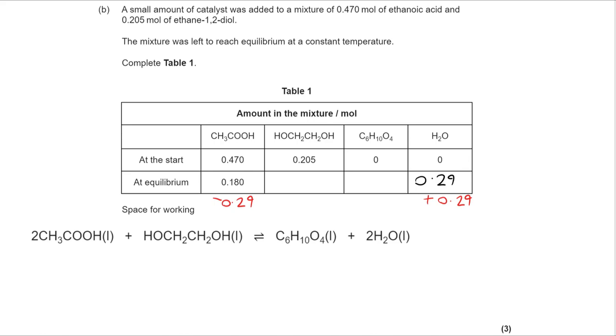Now, ethanoic acid reacts with the diol on a 2 to 1 ratio. So if the acid goes down by 0.29, the diol will go down by half that value, 0.145. So what we then do is take that 0.145 away from the 0.205, and we end up with 0.06 equilibrium moles. And finally, we can look at the ester, and I can compare this to the diol because it's a 1 to 1 ratio. If the diol has gone down by 0.145, then the ester has gone up by 0.145, and I've got my 3 marks.